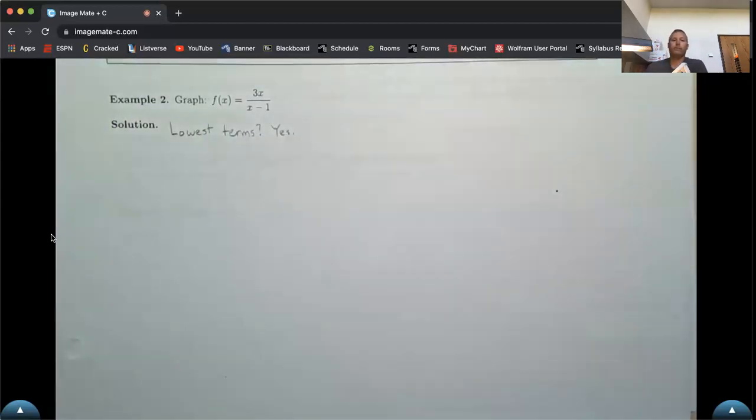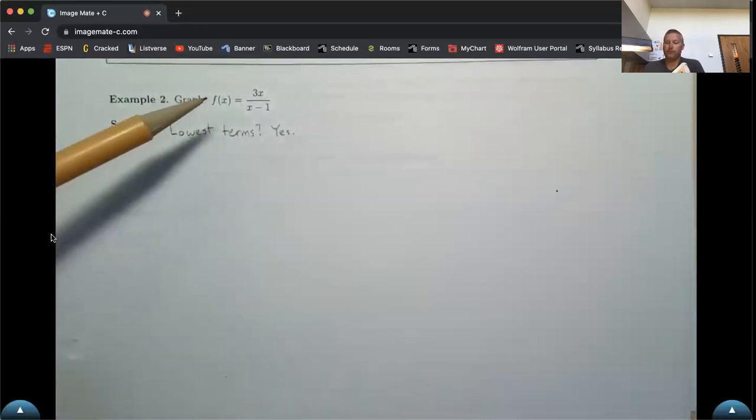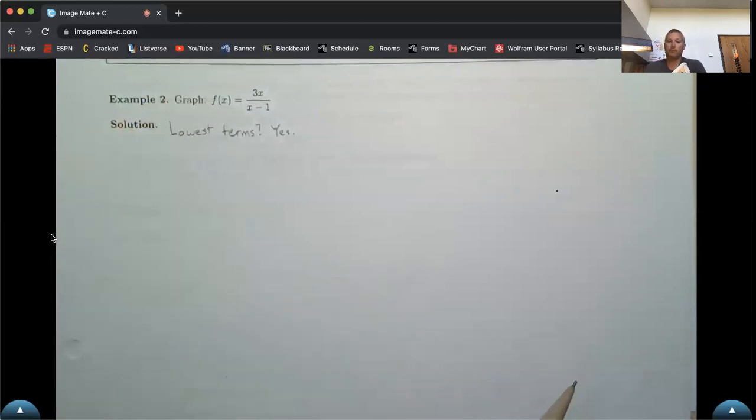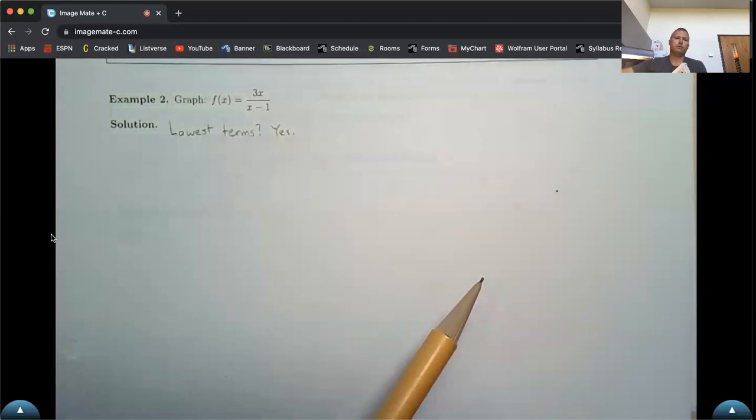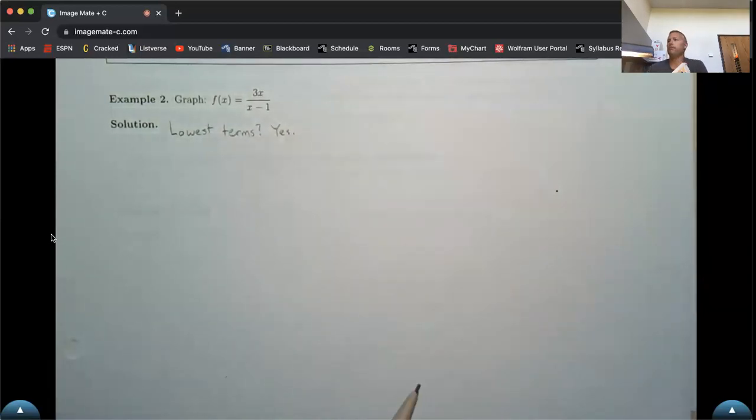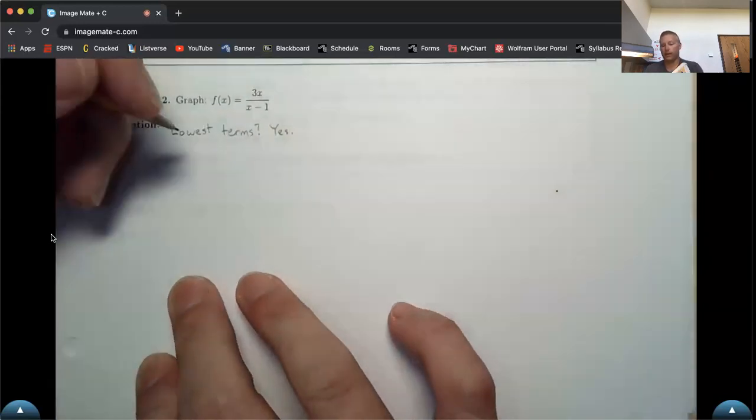I mean, both factors on top and bottom are prime. I'm not going to factor 3x down any further. I'm not going to factor x minus 1 down any further. And so anyway, the next thing I'll do is find asymptotes and all that.